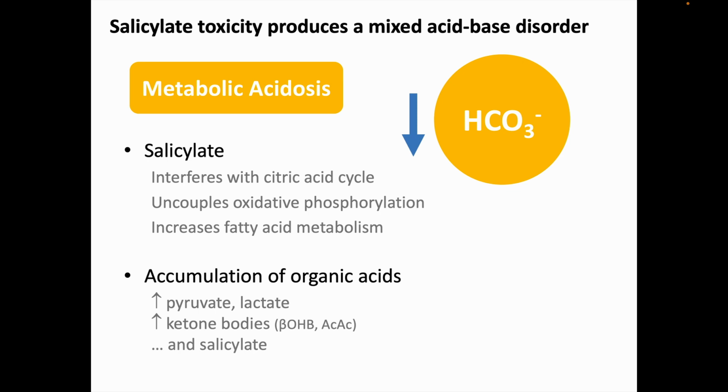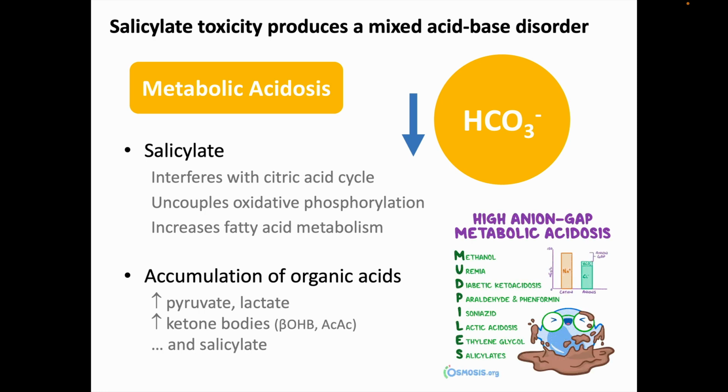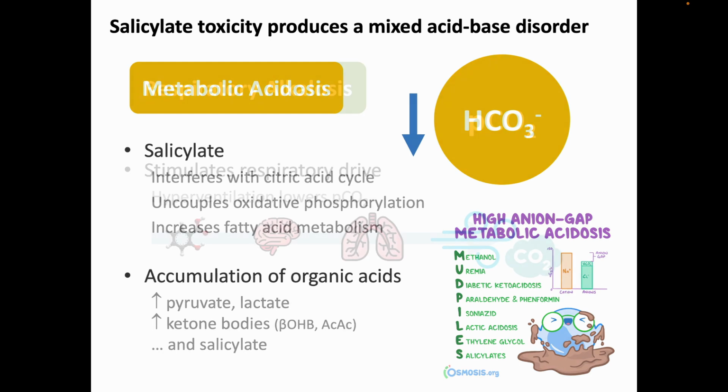These acids include pyruvate, lactate, the ketone bodies beta-hydroxybutyrate and acetoacetate, and the salicylate itself can account for a few milliequivalents per liter. Since the bicarbonate is lowered, while chloride is not affected, this will increase the serum anion gap. And I show here another graphic with the MUDPILES mnemonic for an elevated anion gap metabolic acidosis, where the letter S stands for salicylates.